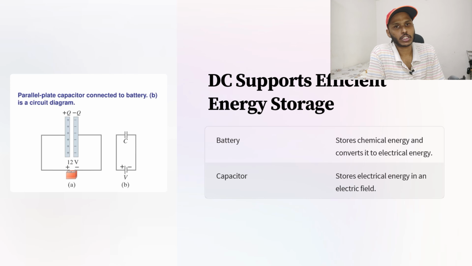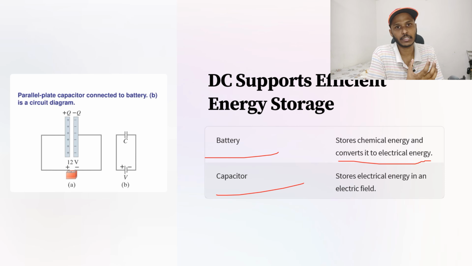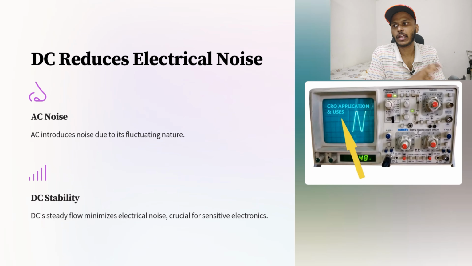And the next most important thing is that DC supports efficient energy storage. If you see any batteries, the inverter batteries or whatever it is, capacitors, everything is stored by DC. So DC makes it easier to store energy, whether for a battery or for a capacitor. A battery, as we know, stores chemical energy and converts it into electrical energy. That is DC. The battery provides us DC, and a capacitor stores electrical energy in the electric field. So wherever we need efficient energy storage, there also DC is more efficient.